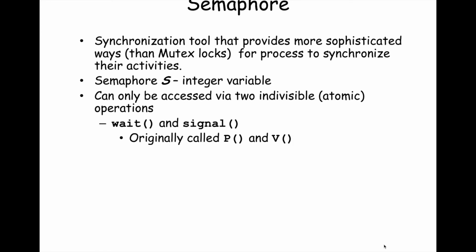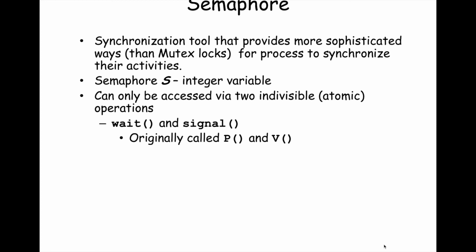Okay, so a semaphore is a synchronization tool. It's more sophisticated than a mutex. A mutex is only one access at a time, only one person can use the resource, but a semaphore includes a counter and allows you to access some number of copies of a resource as defined by the initialization of that counter.